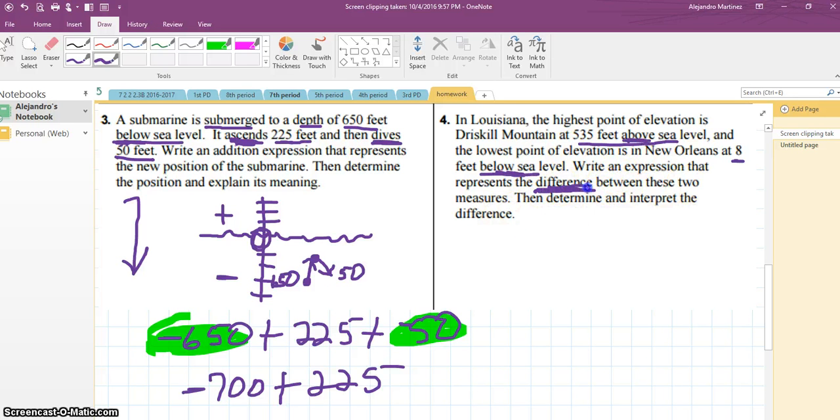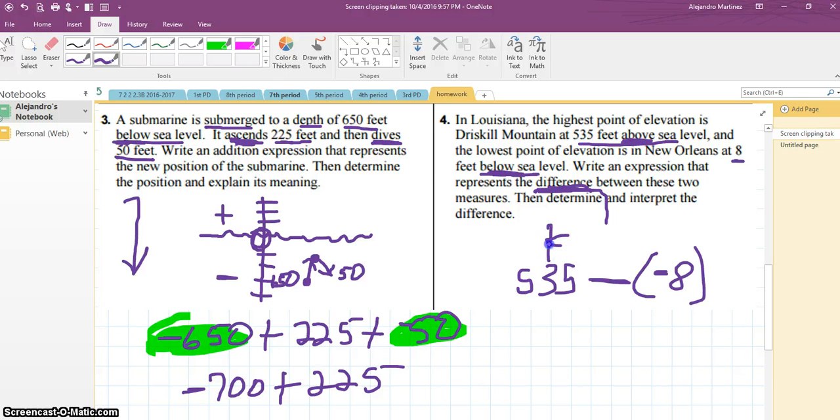So first of all, difference means subtract. So I'm going to put a subtraction sign in there. Subtract. So between these two measures, think there. This guy is 535 feet above. Above, so it's a positive number. This guy is 8 feet below. So that means he's a negative number because he's below.